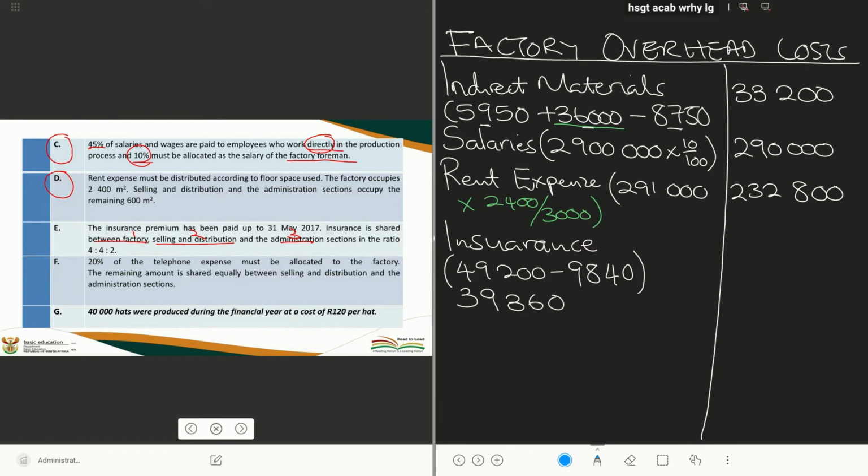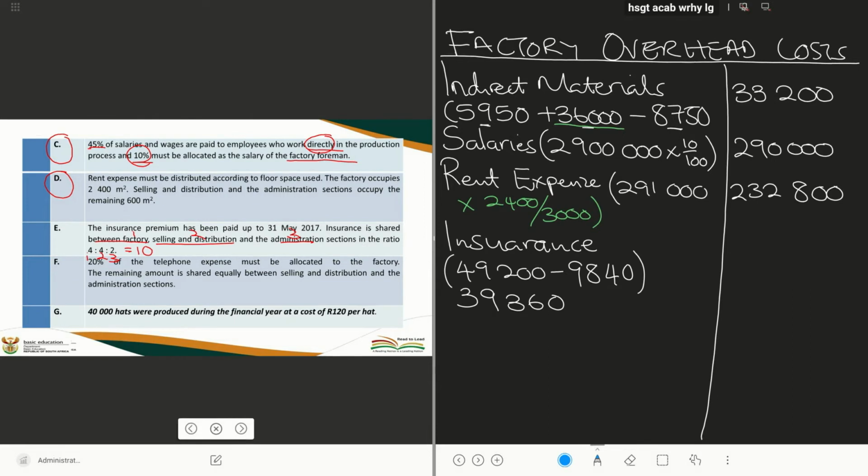Which one was number 1? Factory. So that becomes your number 1. Which one was number 2? Selling and distribution. That becomes number 2. Number 3, administration. All right? So then you know which one goes to which department. But it is easy now. You can simply add 4 plus 4 plus 2. It gives you 10. That means when we are allocating this 39,360, it must be allocated into 10 pieces. But of those 10 pieces, the factory is getting 4.